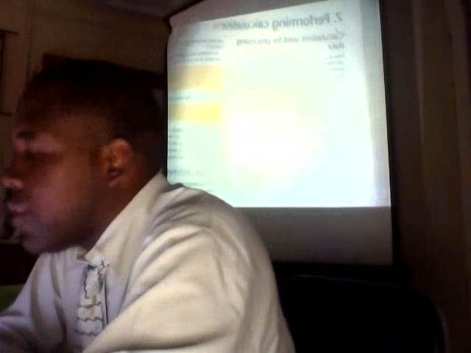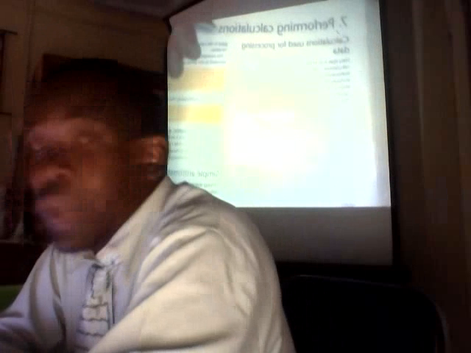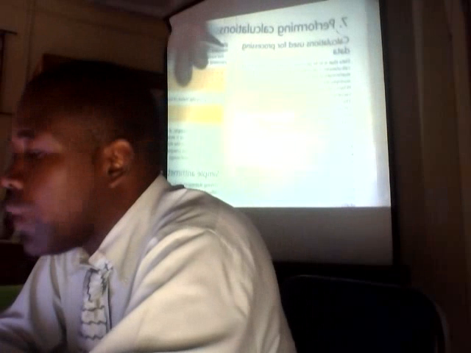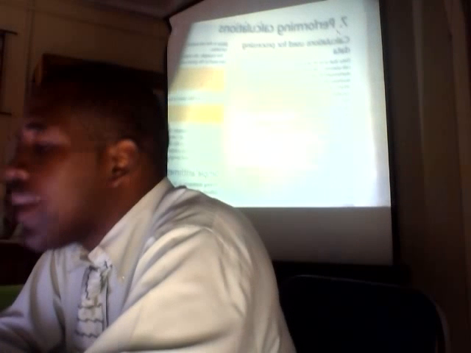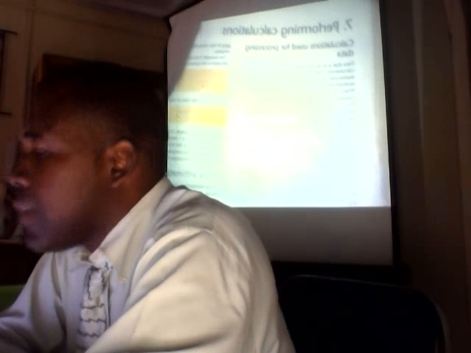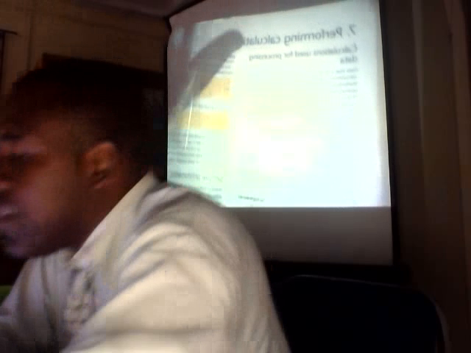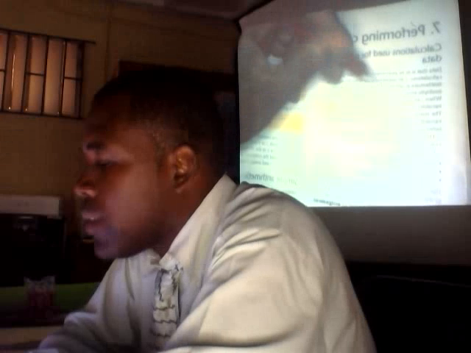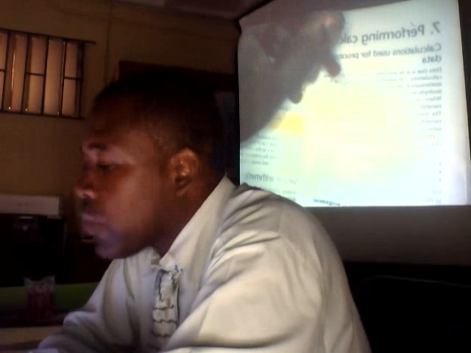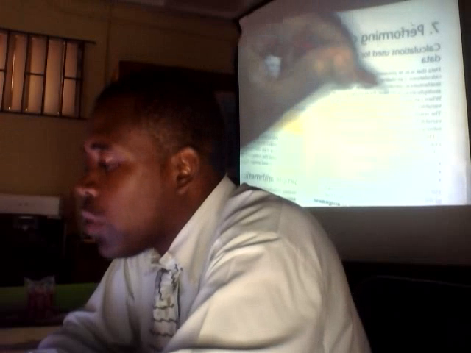Kelvin Skeete CXC IT, Section 2: performing calculations in a problem solving algorithm. Calculations are used to process data. Data that is to be processed could involve performing calculations. Calculations can be done by using mathematical operators for addition, subtraction, multiplication, or division.